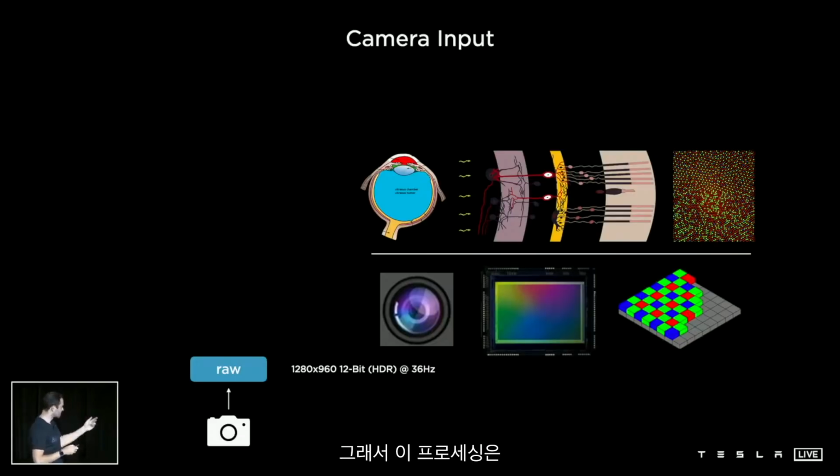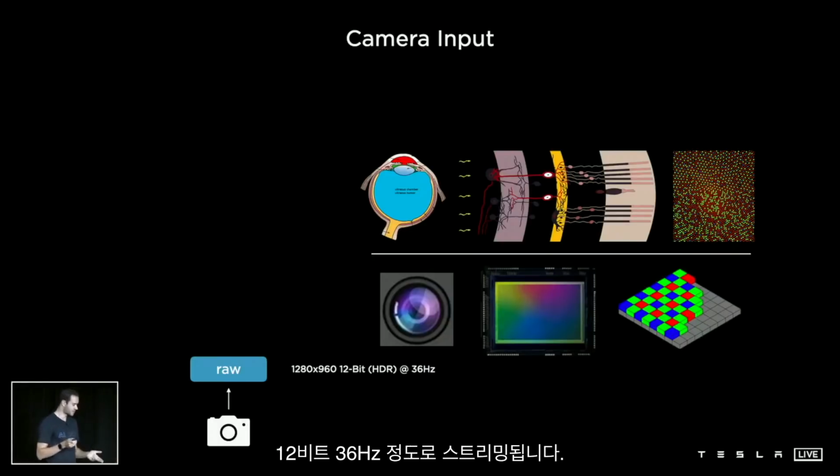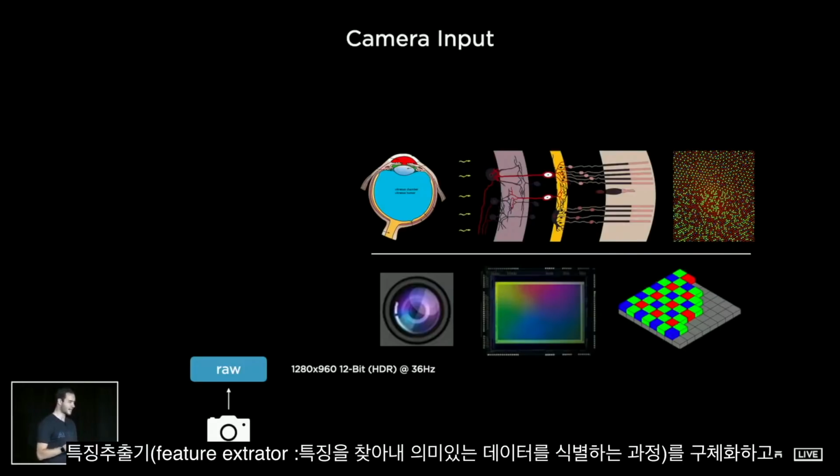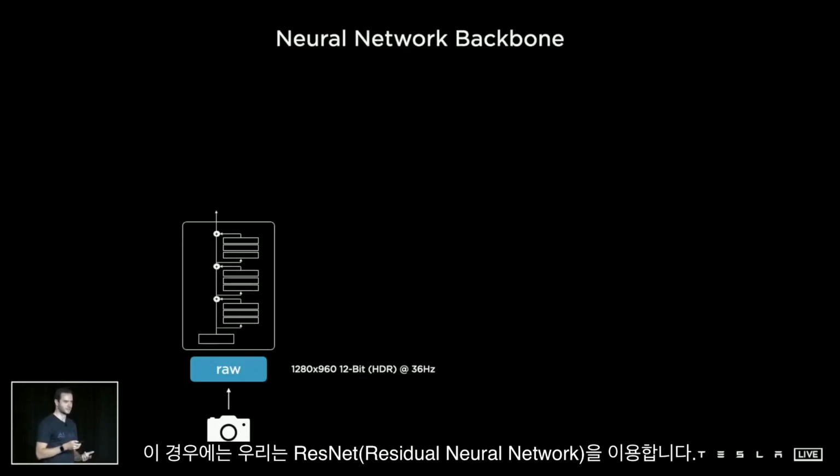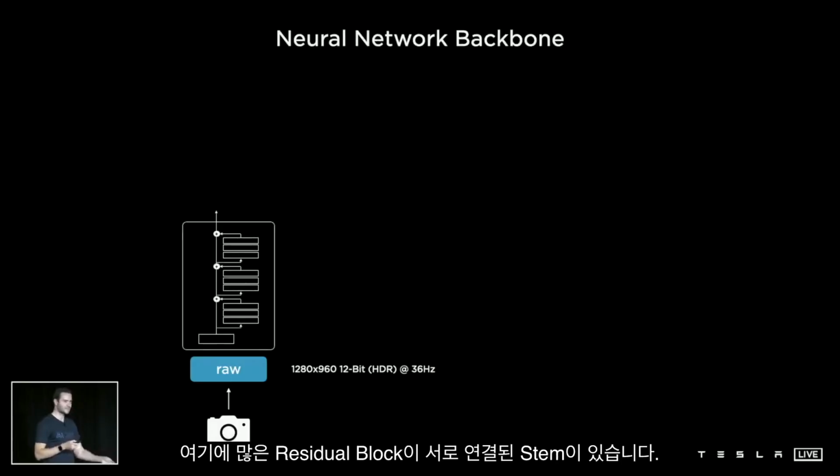So this processing took the following shape. We take a 1280 by 960 input, and this is 12-bit integers streaming in at roughly 36 hertz. Now we're going to process that with a neural network. So we instantiate a feature extractor backbone. In this case, we use residual neural networks. So we have a stem and a number of residual blocks connected in series.